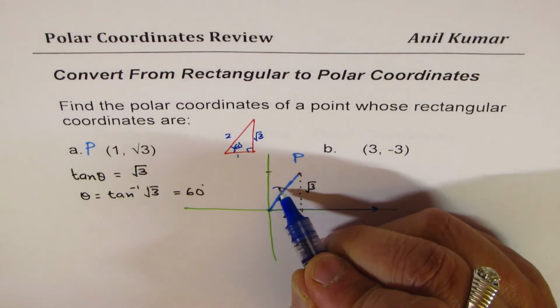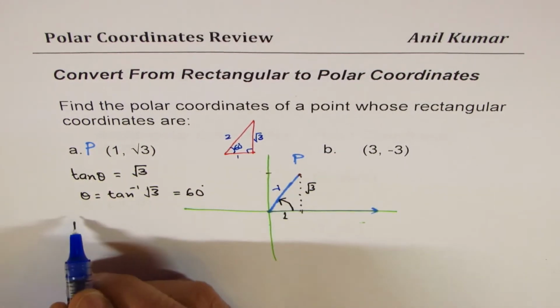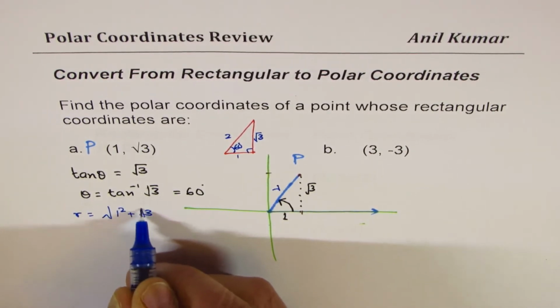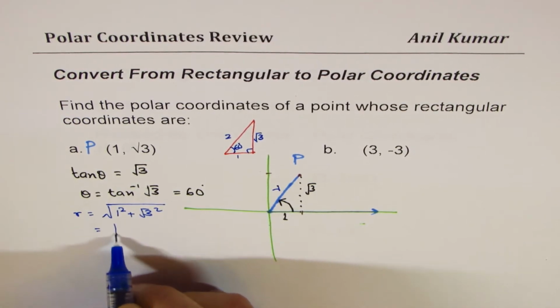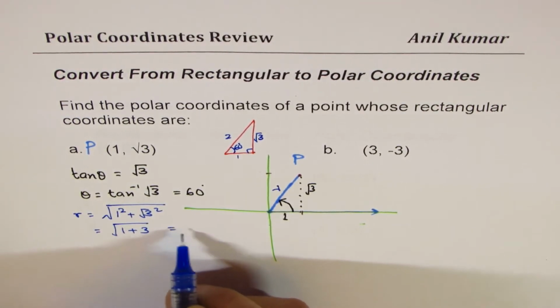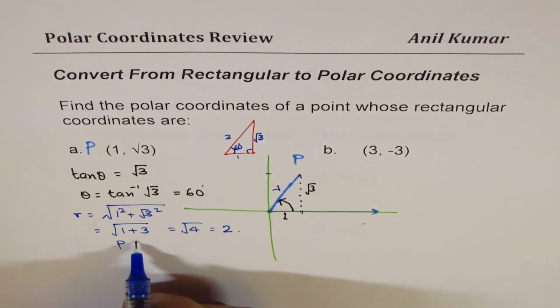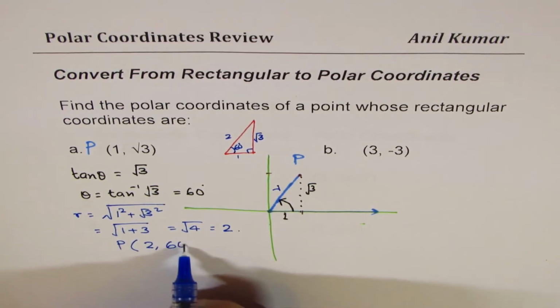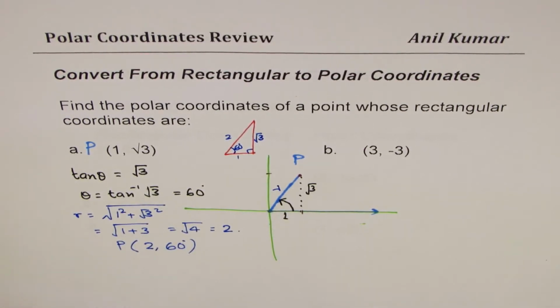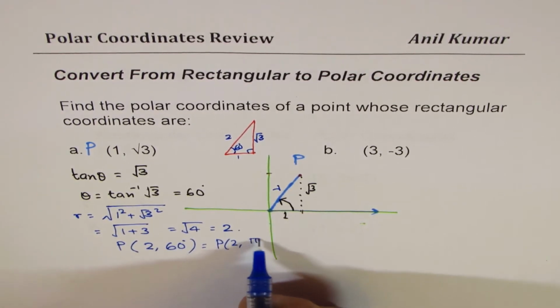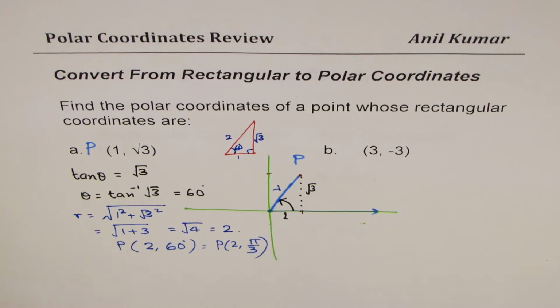Now we have to find what r is. So you could find r as equal to square root of 1 squared plus square root 3 squared, correct? Which is square root of 1 plus 3, which is square root of 4, or you can say 2, right? So we get the r value, and therefore we can write point P as (2, 60 degrees). Now all these calculations can also be done in radians, correct? You can write this in radians. Also, you could write this as (2, pi over 3). Both are correct. So theta could be in radians or in degrees.